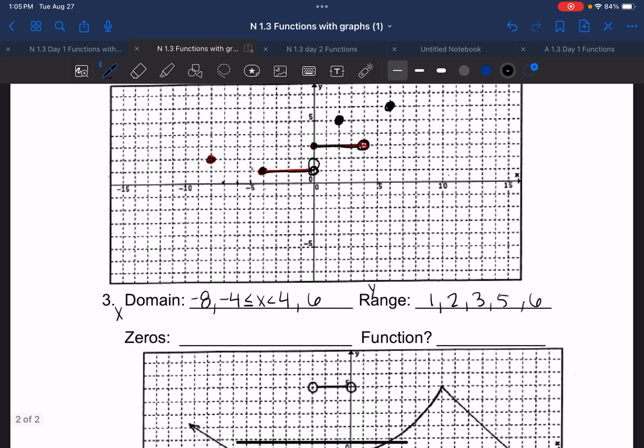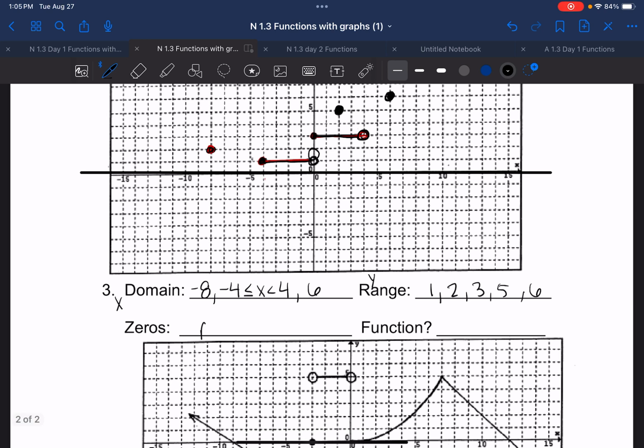All right, zeros. We said a 0 is where you intersect the x-axis, or the line y equals 0, which for us would be this line right here. And it does not appear that our function touches that line at all. So that would mean we do not have any zeros.